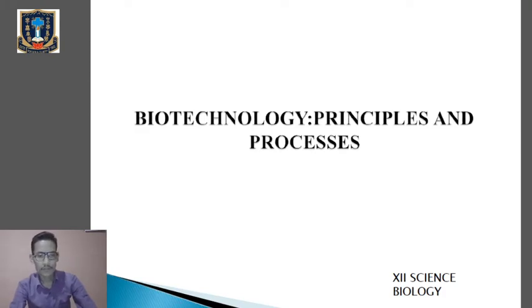Welcome to biology class. We are dealing with the chapter Biotechnology: Principles and Processes. We have done till the first step of the process of recombinant DNA technology, that is isolation of genetic material. Try to recall that we are learning about the process of recombinant DNA technology. It's on page number 590.